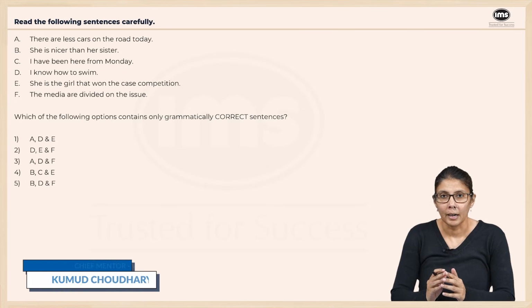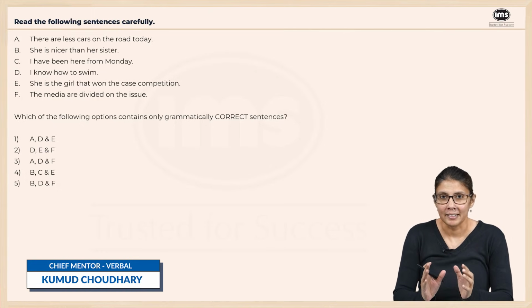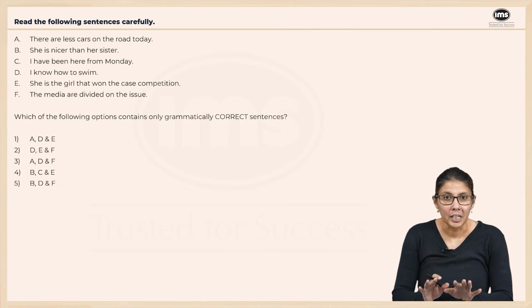This is a very easy grammar question. Which of the following options contains only grammatically correct sentences? The reason I am saying it's easy is that the errors are pretty easy to spot. But of course, you need to know these rules in order to spot these errors.